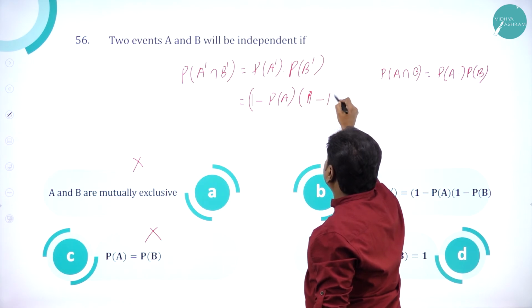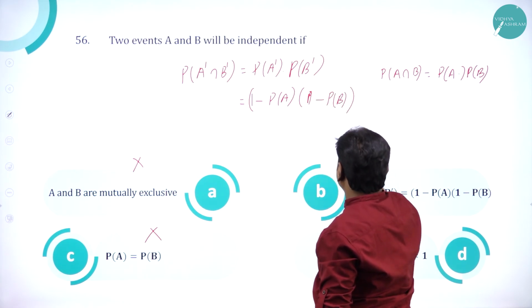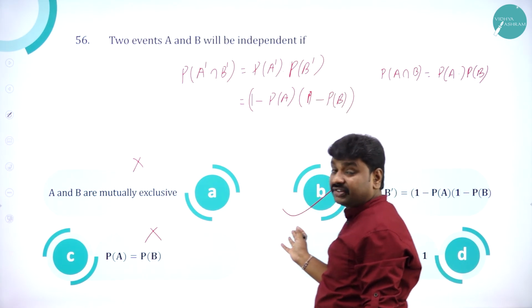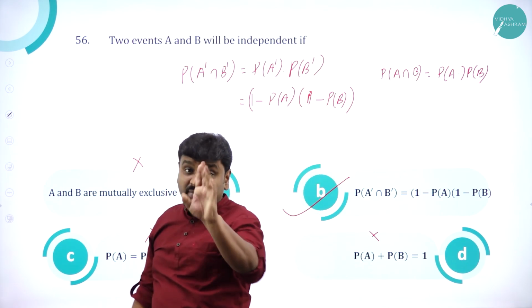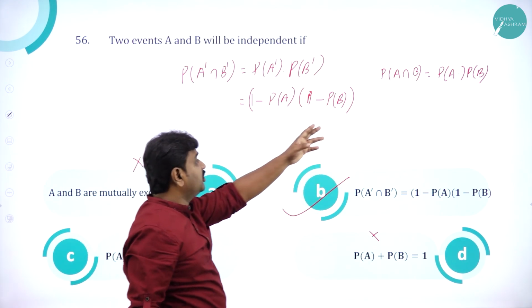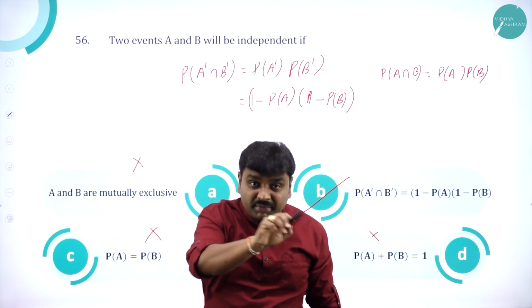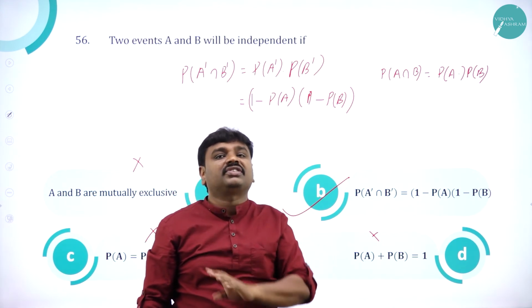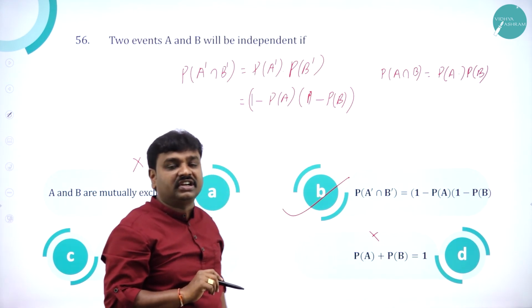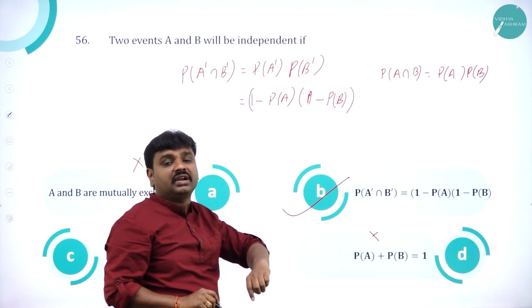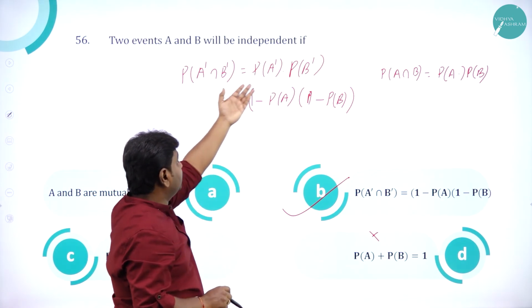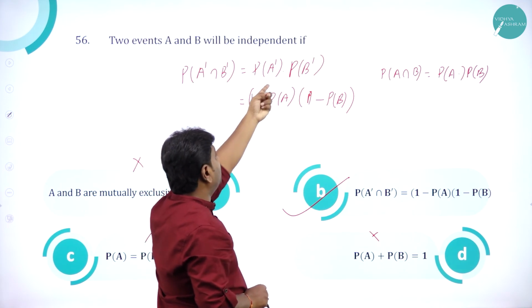So therefore, the interesting result is option B. And this acts as a shortcut for many problems. If A and B are independent, P of A intersection B is P of A into P of B. If A and B are independent, their complements will also be independent. One more interesting result: A dash and B dash will be independent. Then you can take this. If events are independent, their intersection will be the product.